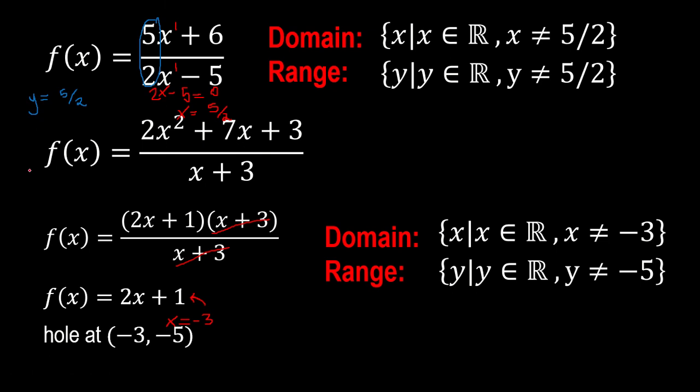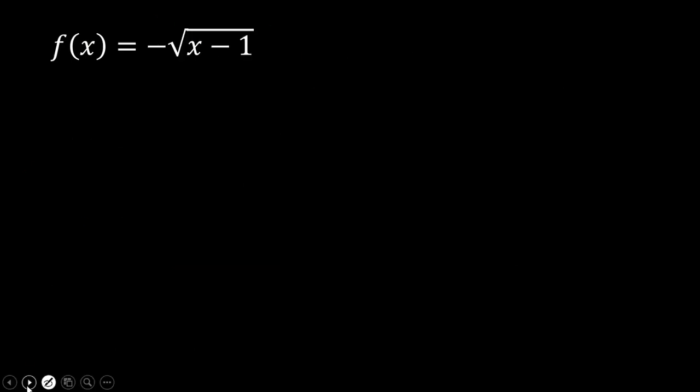So in this type of rational function, we can identify the hole. Actually, we're going to discuss different cases in rational function in a different unit of college and advanced algebra. Okay, another one, we have here a radical function. Given here is the radical function negative square root of x minus 1.